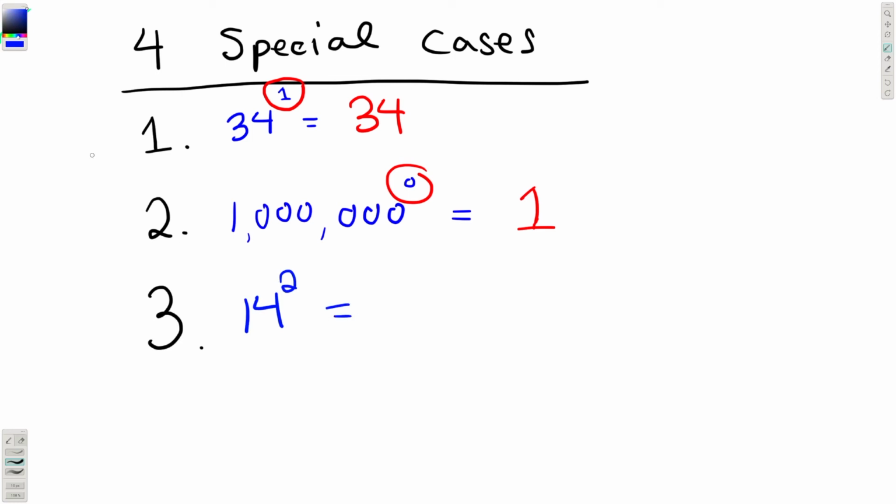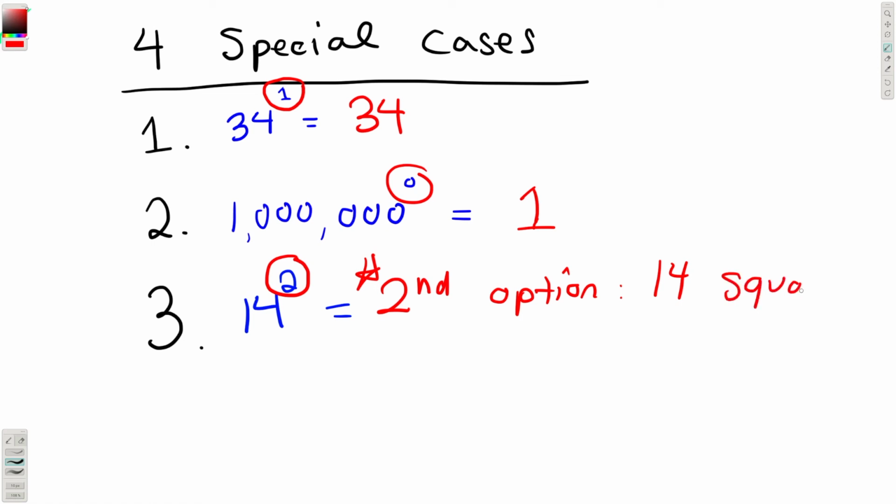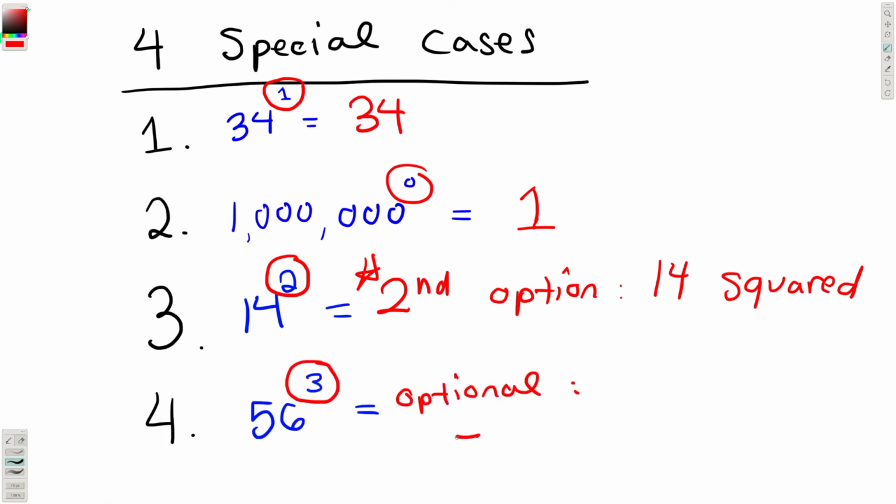How do you say this? As I said earlier, you could say this as 14 to the power of 2, but you could also say it as 14 squared. Let's say I give you a million to the power of 2. It could also be a million squared. The power of 3, you could also say it as 56 cubed. Just keep these in mind. These are optional, but these two are not optional.